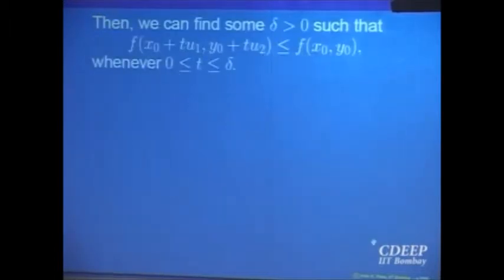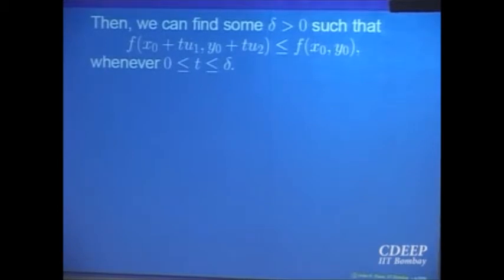Supposing at the point (x0, y0) there is a local maximum, then if I look at the direction (x0 + t u1, y0 + t u2), so I am looking at the values of the function along that direction in a neighborhood. That should be less than or equal to f(x0, y0), because the function has a local maximum at the point (x0, y0). And what does that give me?